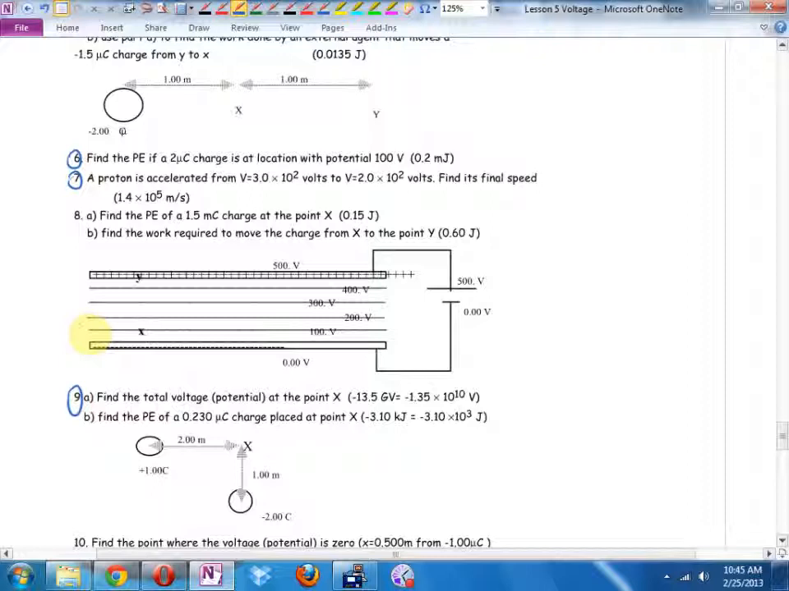What's number 7 asking you to find? To solve this one, number 7, go KE initial plus PE initial equals KE final plus PE final. This is a job for energy. Why? Is there a change in speed? Yes. Is there a change in height? There's a change in voltage, which is sort of like height. See how I worked that in?